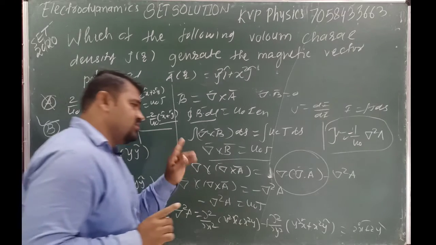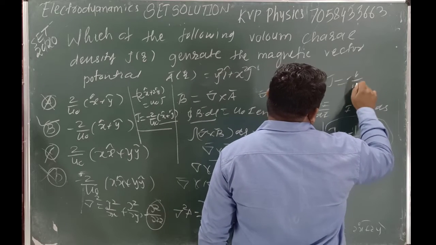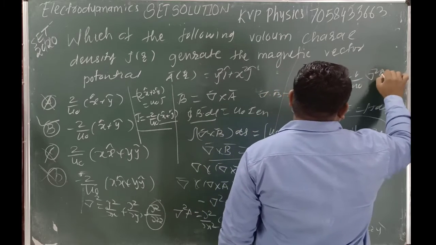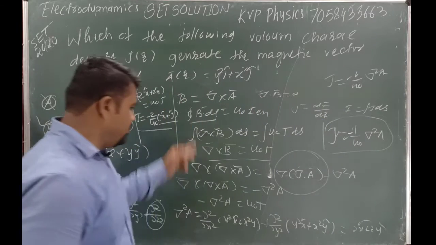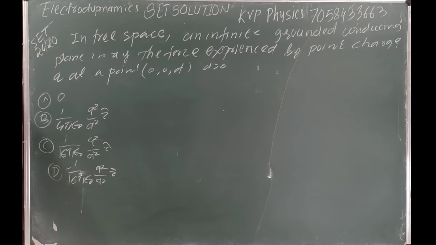Always memorize this. This is a very important formula. J bar is equal to minus 1 upon mu naught del square A. How do we get this one? Using this one. Next question.